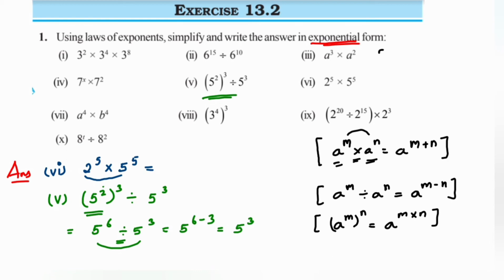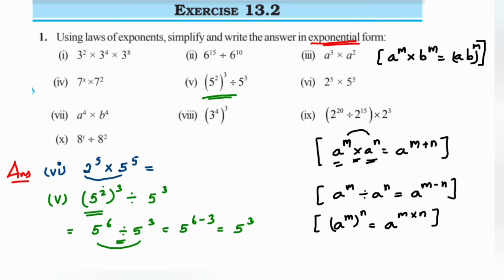So the law is, if the bases are different, let me take it as a to the power m, and then we have a multiplication and we have b to the power m. So the bases are different, powers are same. Then we have to just multiply the bases. So it will become a into b, or I'm just writing (ab) to the power m. That's it. This is your new law. We have to use this law and solve it.